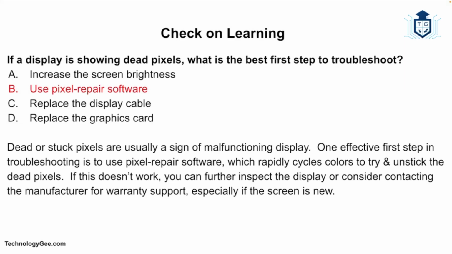And the correct answer is you're going to use a pixel repair software. So dead or stuck pixels are usually a sign of a malfunctioning display. And one effective first step in troubleshooting is to use pixel repair software, which rapidly cycles colors to try and unstick the dead pixels. If this doesn't work, then you can further inspect the display or consider contacting the manufacturer for warranty support, especially if the screen is brand new.